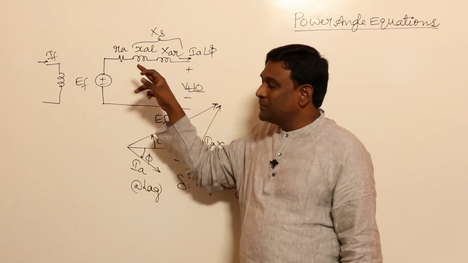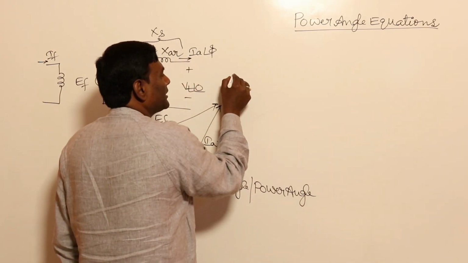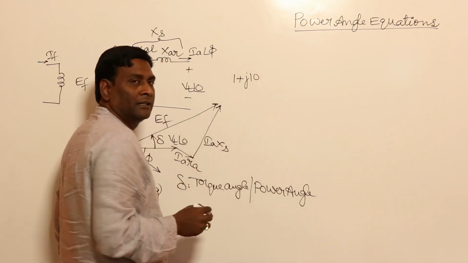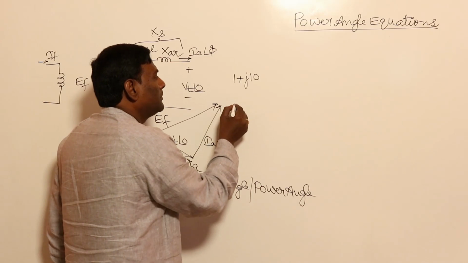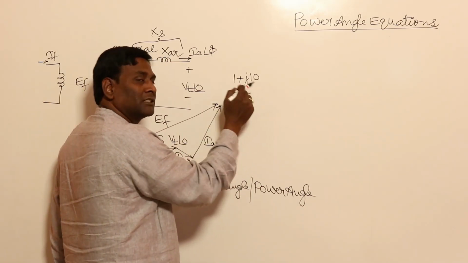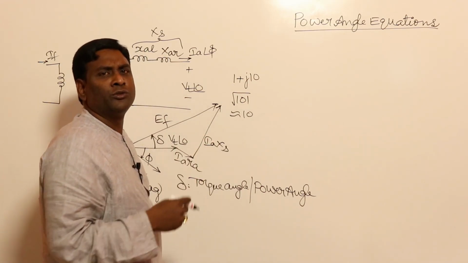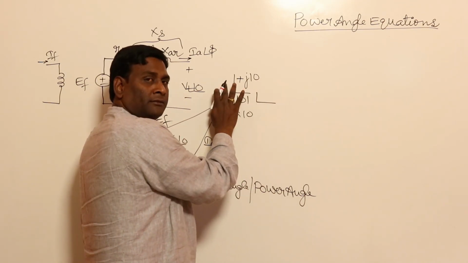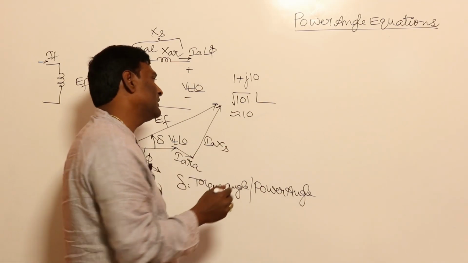Okay, so the X by R ratio is highest. For example, if I think of resistance as 1 ohm and reactance as 10 ohm, such that the X by R ratio is 10, what is the magnitude? The magnitude is going to be under root of 1 square plus 10 square, which is roughly 10 only, 10.00 something. And if you think of the angle, that means tan inverse of 10, which is going to be more than 85 degrees or 87 degrees.